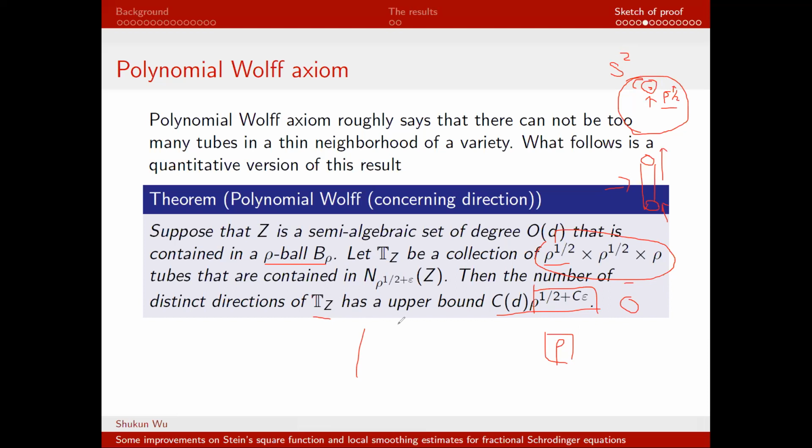A good way to think about it is if you have a plane. Basically, you take Z to be a plane, and here is the rho to the half neighborhood of the plane. You consider all the possible tubes lying inside this plane, and you will see that the number of possible directions is just rho to the half.